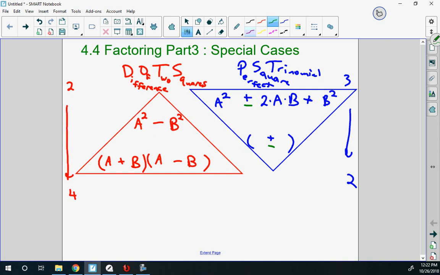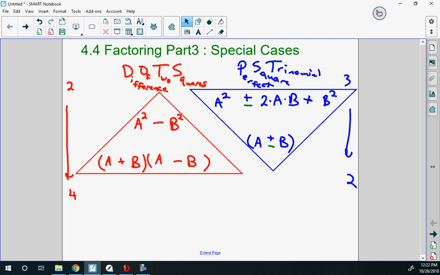Now, when we found our factoring for a difference of two squares, we had to take square roots. Same thing here. What's the square root of a squared? A. We're just going to drop an a right in here. What's the square root of b squared? B, and we're going to drop a b right in here. These should be really easy. All you got to do is just follow the pattern, and they fall into place. It's out just like that, really fast.